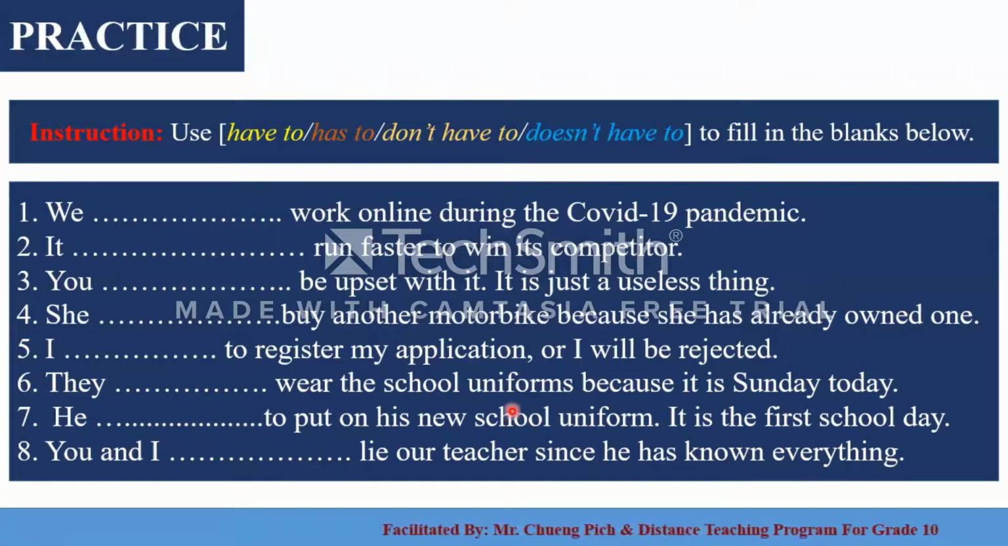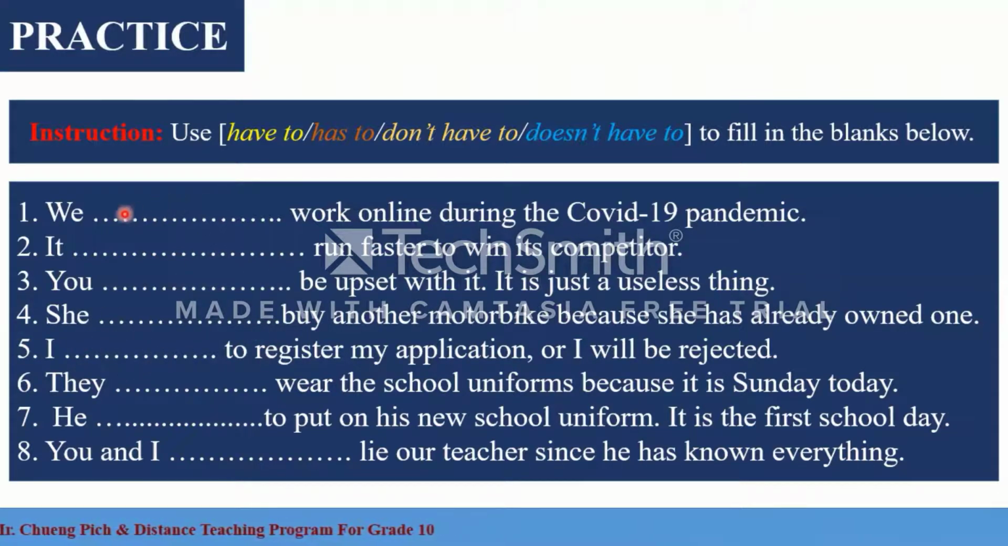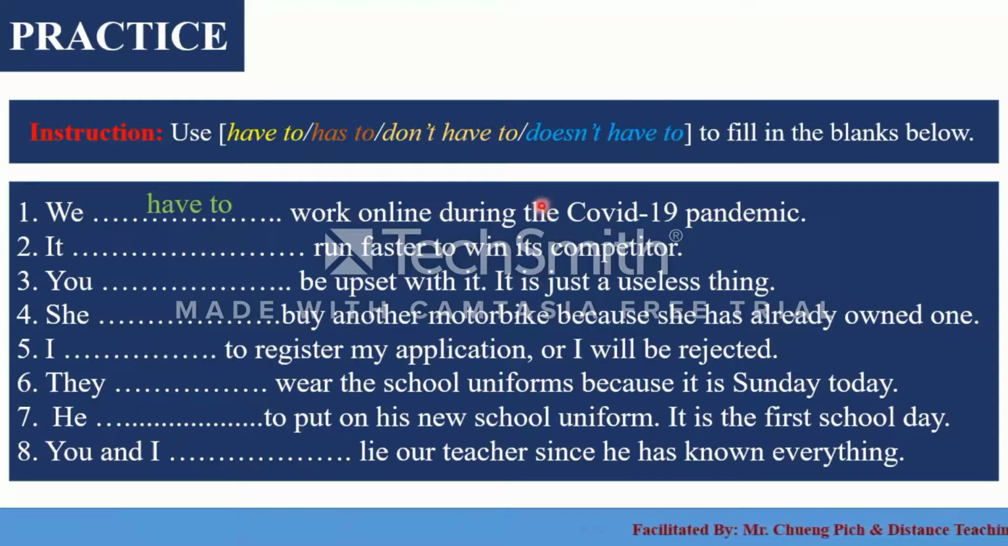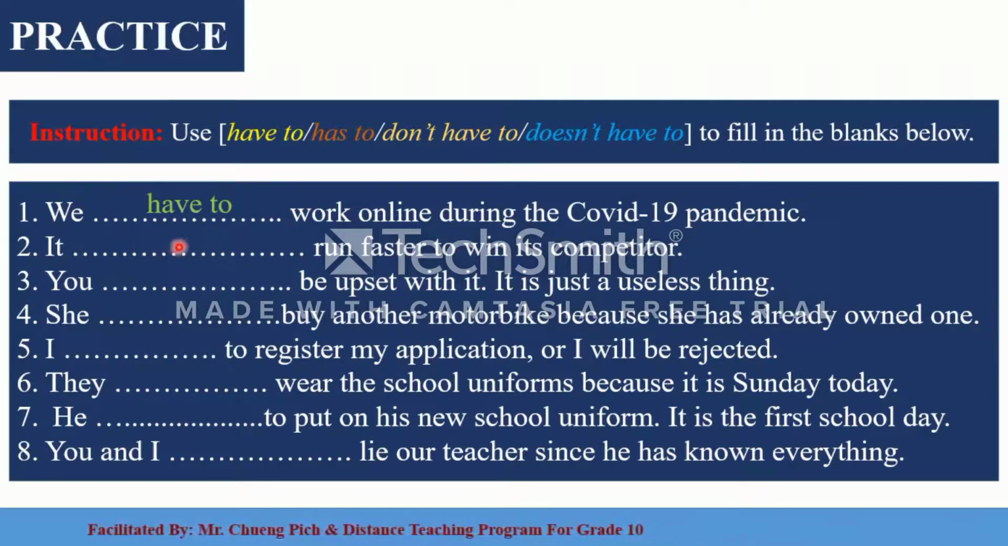So now it's time for us to check the answer together. I hope that you found some answers for this exercise. So let's check number one together. What is it? We blank work online during the COVID-19 pandemic. So we have to work online during the COVID-19 pandemic. It is a good idea to do so. Number two, it blank run faster to win its competitors. So it have to, or it has to, or it doesn't have to, or it don't have to. Which one? So let's check together. It has to run faster to win its competitor.